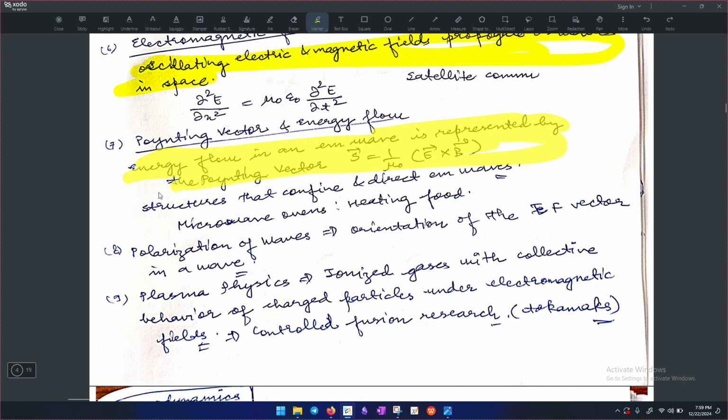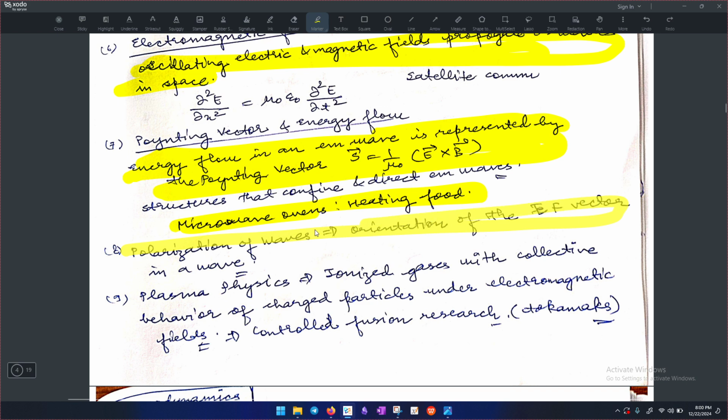Structures that confine and direct EM waves, microwave ovens, heating food, polarization of wave, orientation of the electric field vector in a wave. Plasma physics, ionized gases with collective behavior of charged particles under electromagnetic fields. Controlled fusion research, tokamaks.